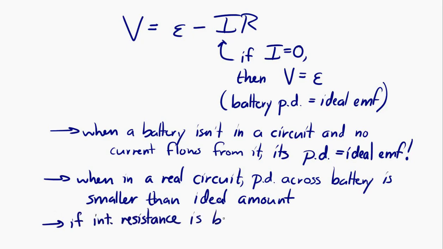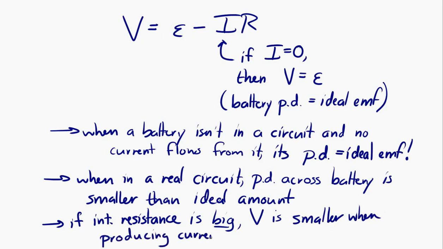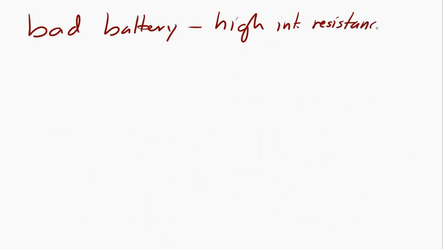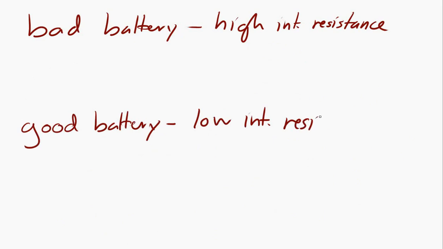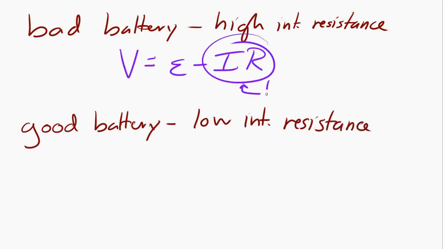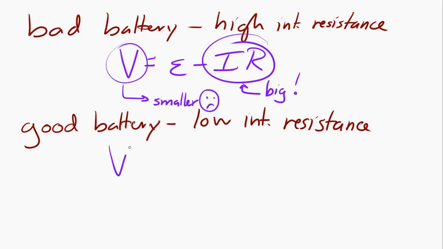So a terrible battery would have a large internal resistance, and as soon as any current came out of it, you would get a significantly reduced potential difference from the battery. A good battery would have a small internal resistance, so that even if it provides a large current, the potential difference from the battery is going to be very close to the ideal EMF. But either way, if you have an internal resistance, you would expect that as you provide more and more current from the battery, you expect the potential difference across the battery to get smaller and smaller.